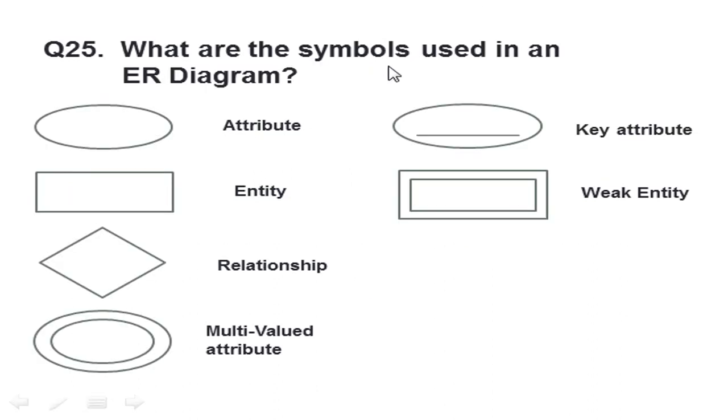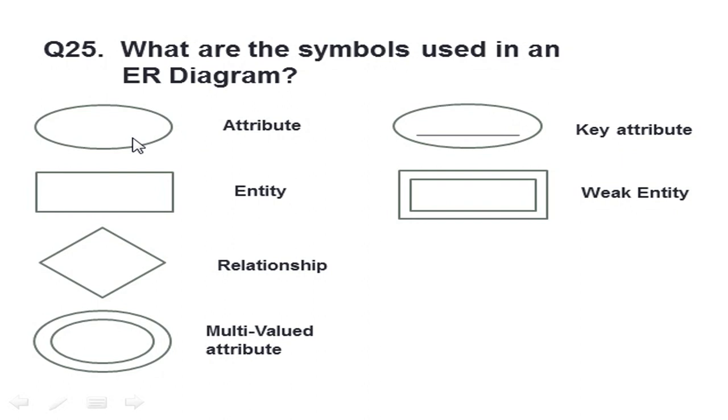Now, what are the various symbols which are used in an ER diagram? These are the various types of symbols used in an ER diagram. This is an ellipse. An ellipse stands for an attribute. An attribute is represented using an ellipse symbol. An entity is represented using a rectangle symbol. A relationship is represented using a diamond symbol. A multi-valued attribute is represented using two ellipses, and a key attribute.